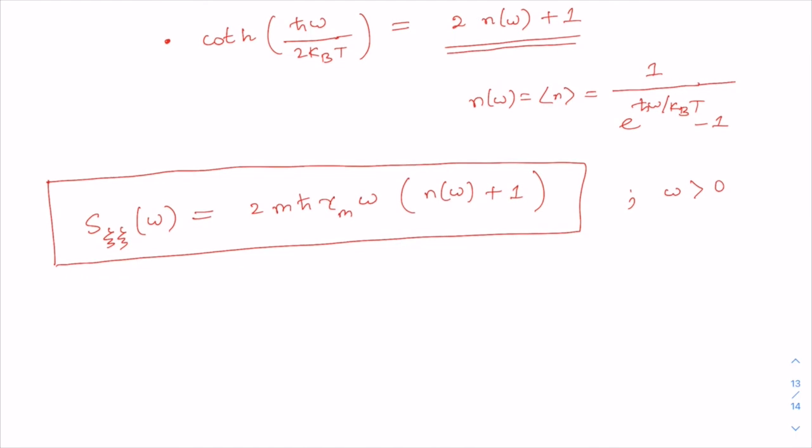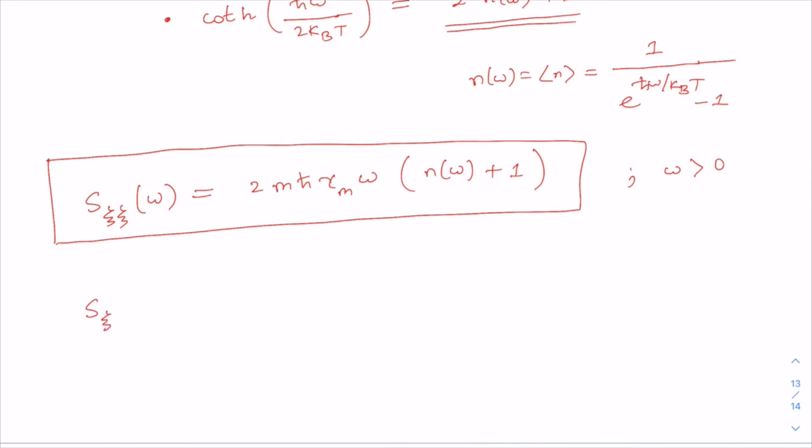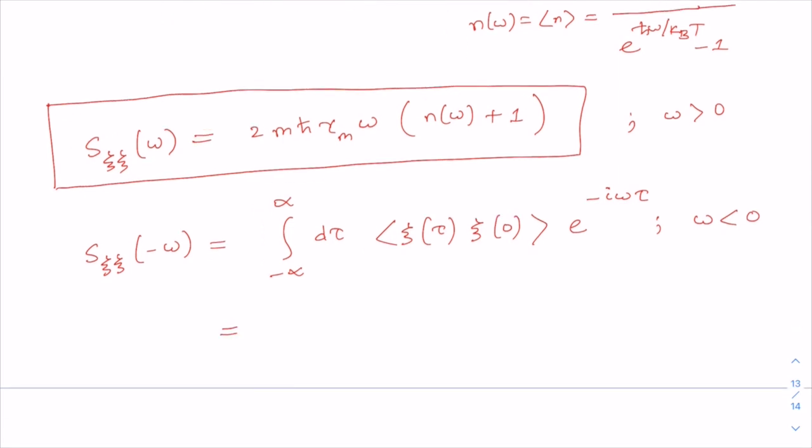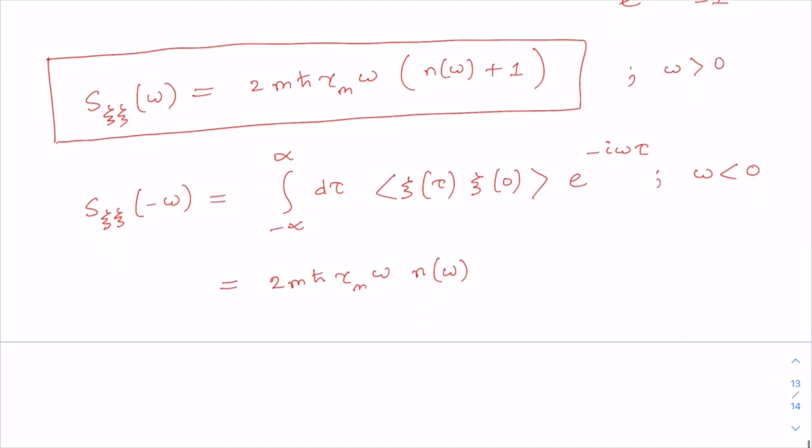On the other hand, I can also work out the spectral noise density at minus omega. In that case the integration would be from minus to plus infinity d tau, the Fourier transform of the correlator I have here, and because omega is less than 0 in this case, I have minus i omega tau rather than plus. Please do this calculation, it is very straightforward, the way we have done it. You can show that you will get twice m h cross gamma m omega, and now you are going to get n of omega; the plus 1 would not come. So this is what you will get as xi at minus omega.